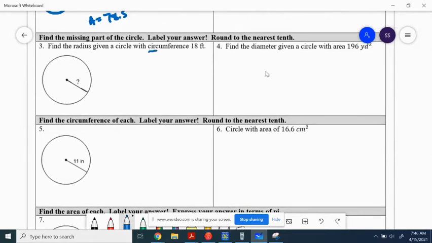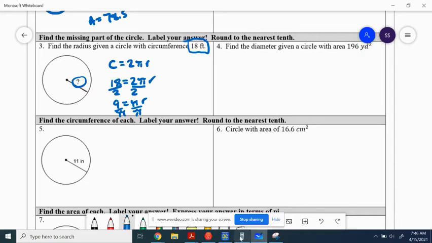Okay, so they give you the circumference. All right, so the circumference formula is 2 times pi times radius, and they give you the answer, right? They give you the circumference. So this is going to go here, and we need to solve for the radius, okay? So what we're going to do is divide by 2, and that would give us 9 pi equals pi times radius. And then if we divide by pi, we'll have our radius.